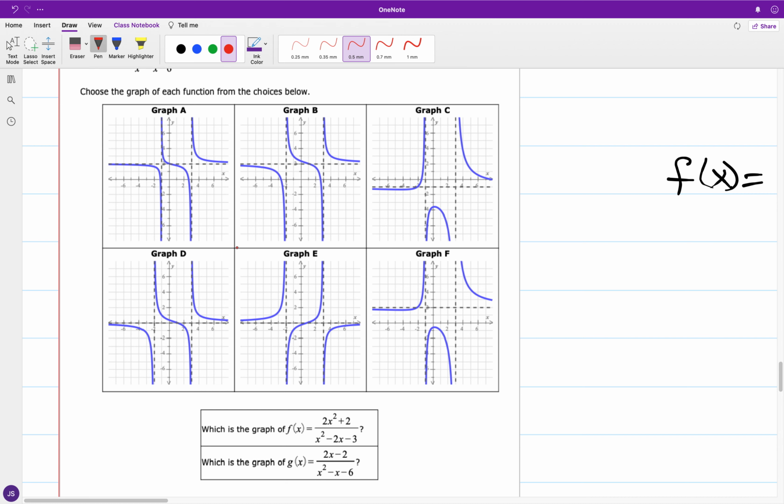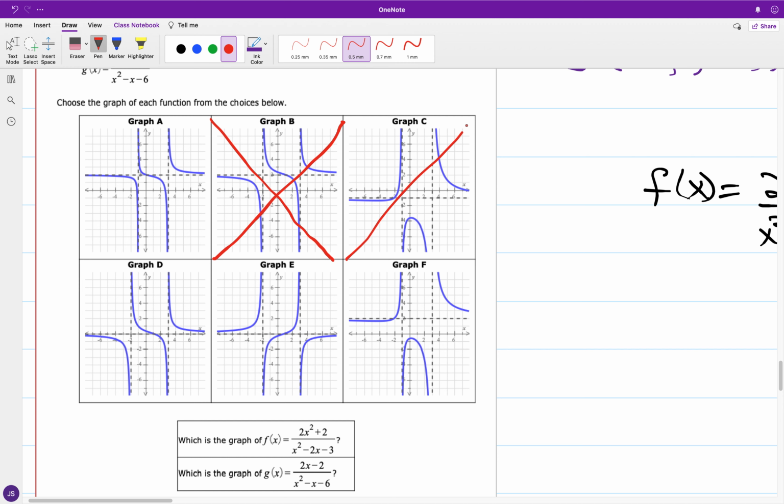For graph B, you got the wrong vertical asymptotes. Got -1, 3, but I got the wrong horizontal asymptote for graph C, so that is going to go out. -1, 3. Nope. Not for graph D either. And graph E doesn't even have the right asymptotes to begin with. Now for graph F, got -1 and 3 for the vertical, y equal to 2 for the horizontal. So this is going to come down to either graph A or graph F.